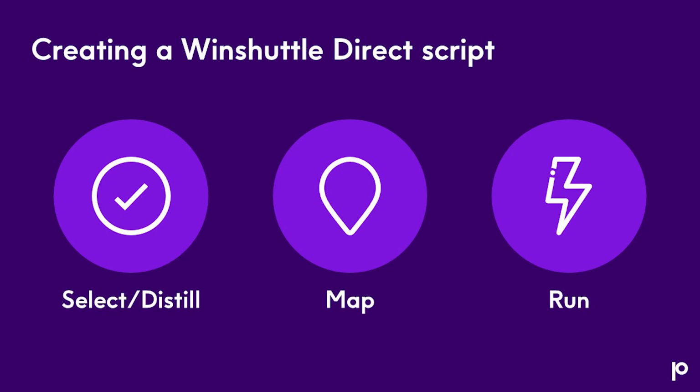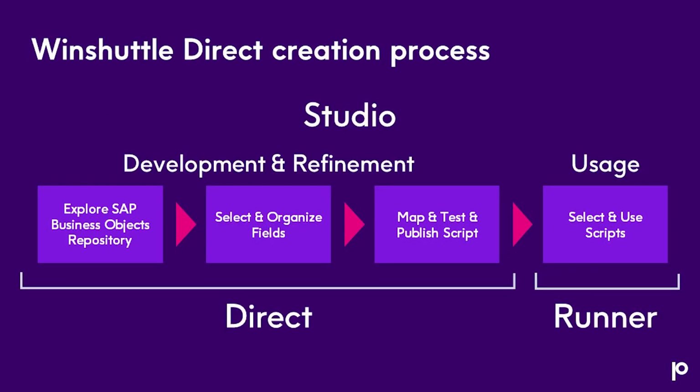With Direct, rather than the record map or run of transaction, we do basically a selection and distillation. Again, a BAPI or a function module is a program. What's a program? It's a bunch of inputs and outputs. So you're going to pick which inputs and outputs you want to expose to the Excel file. Then you want to map them and run it.